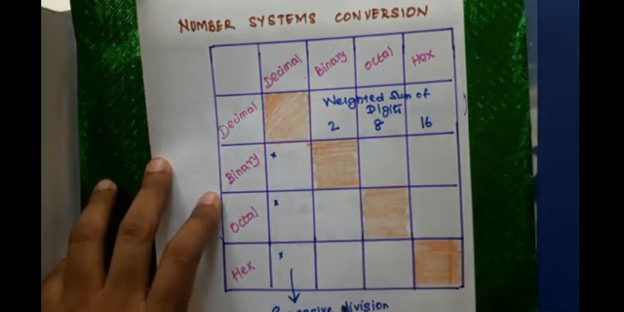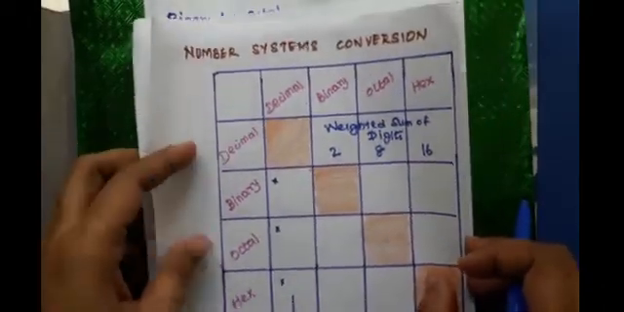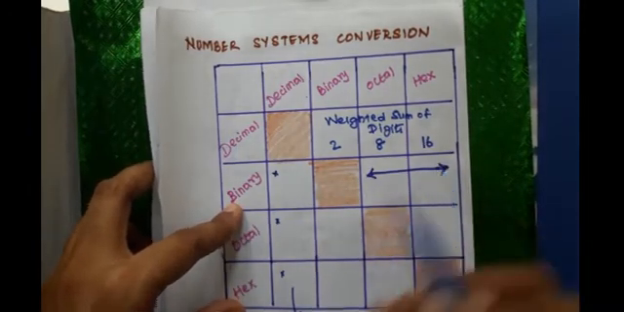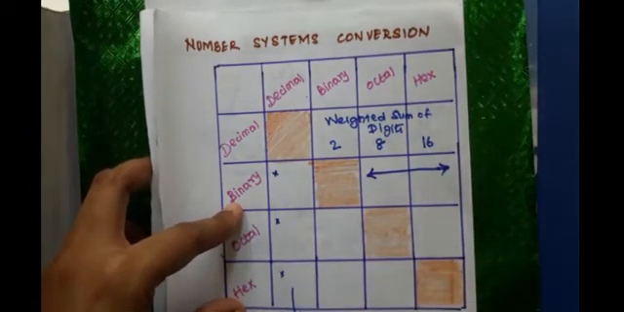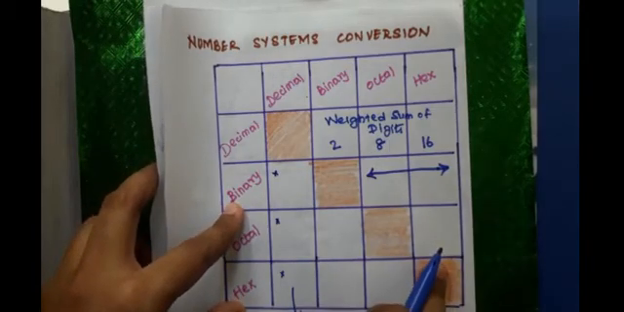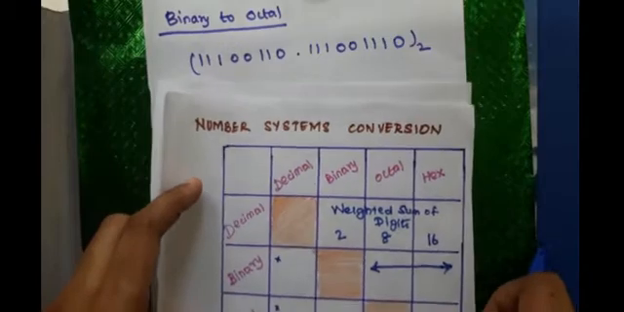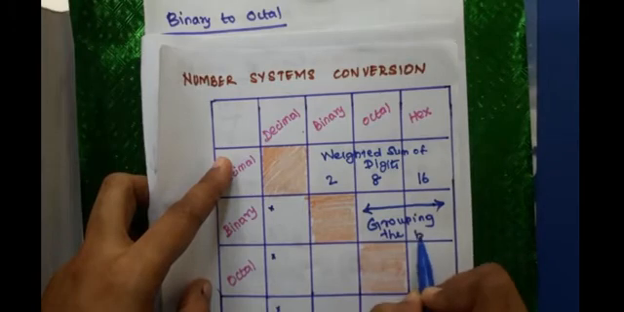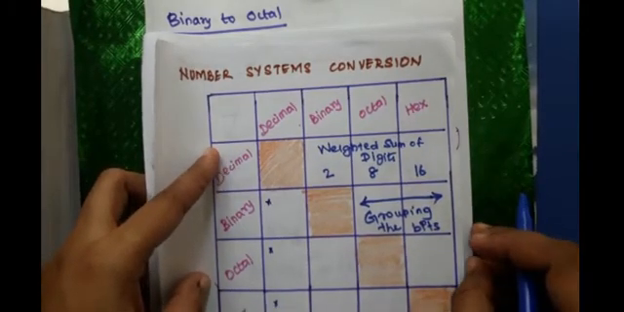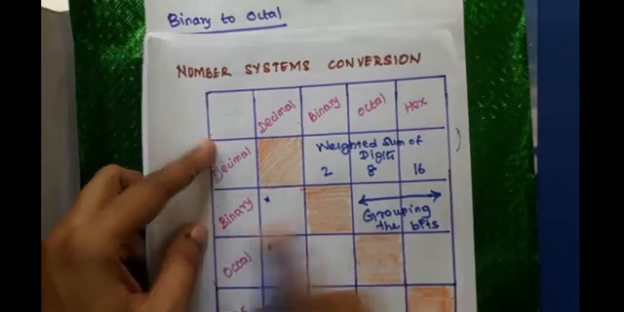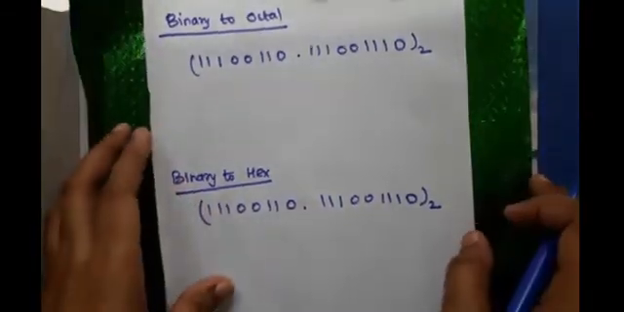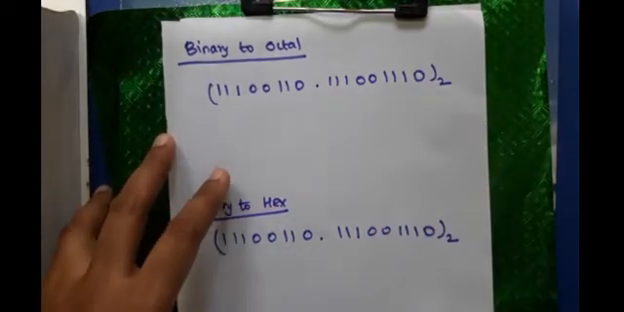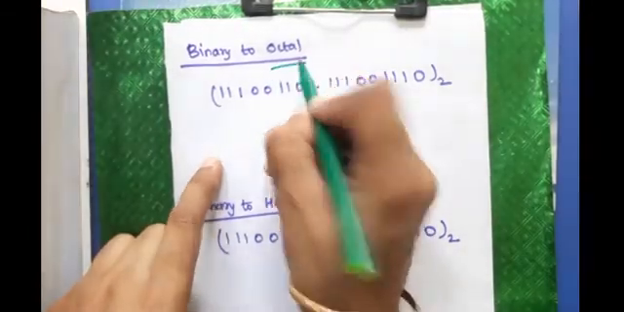Now let's convert a binary number to an octal number or a binary number to a hexadecimal number. A binary to octal or binary to hexadecimal number is very simple. This is done by simply grouping the binary bits. Let's see. Now, let's take an example of a binary number. I want to convert this into an octal number.